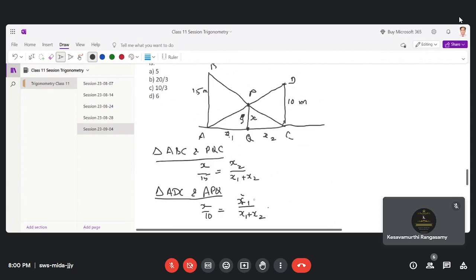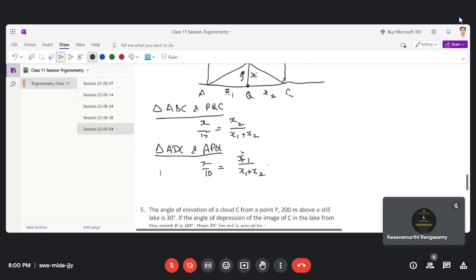Sir, I took x by x1 equal to 10 by x1 plus x2. Yes, you can take x by x1 equal to 10 by x1 plus x2. Okay, so it's the same, right? If you cross multiply this x1, you get x by x1 equal to 10 by x1, both are the same. Right? Now what is the next step?